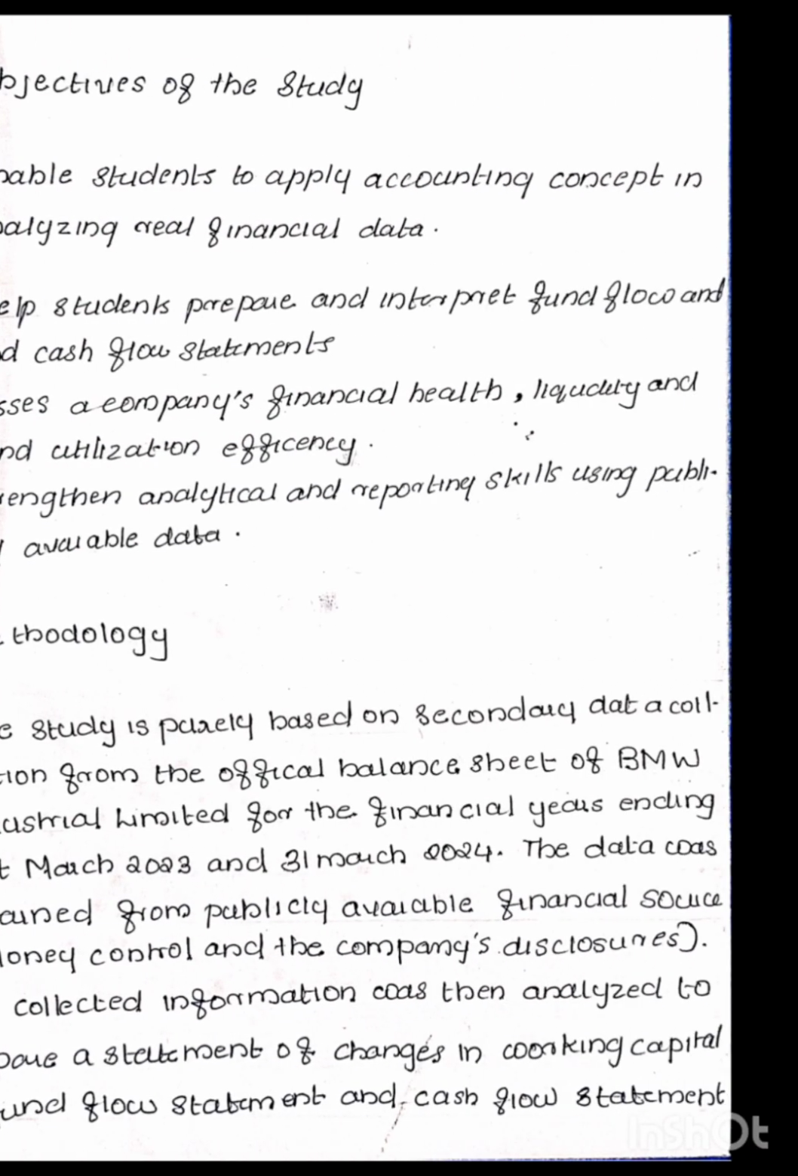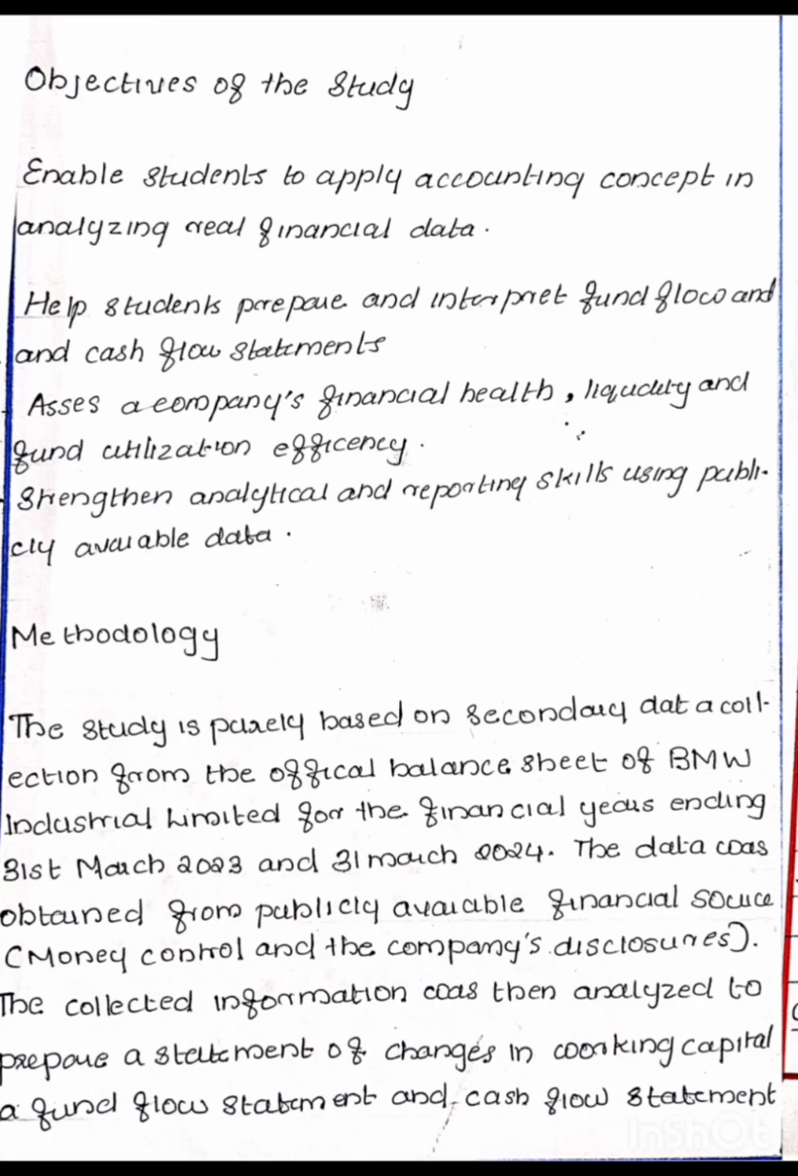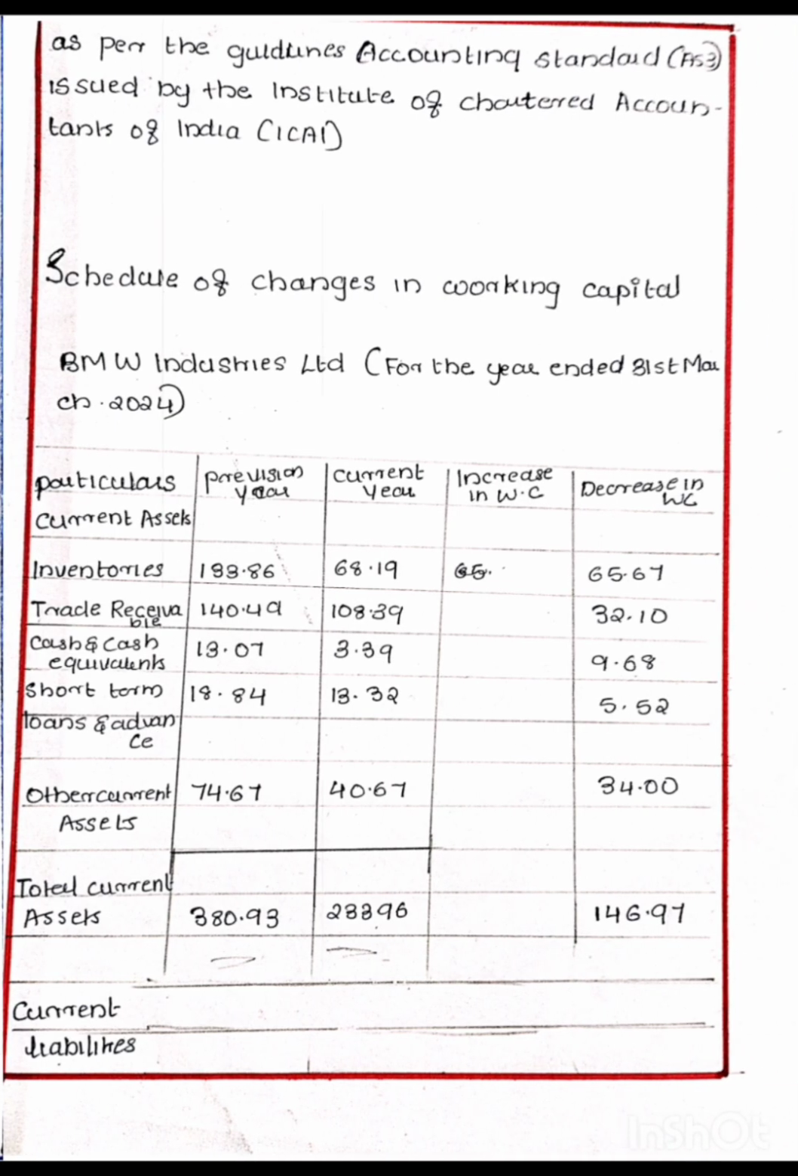Then the methodology. The study is purely based on secondary data collection from the official balance sheet of PNW Industrial Limited for the financial years ending 31st March 2023 and 31st March 2024. The data was obtained from publicly available financial resources. The collected information was analyzed to prepare a statement of changes in working capital, a fund flow statement and a cash flow statement as per the guidelines of accounting standards issued by the Institute of Chartered Accountants of India.